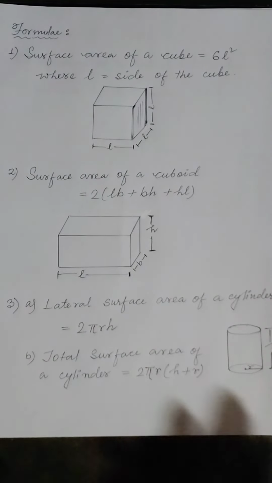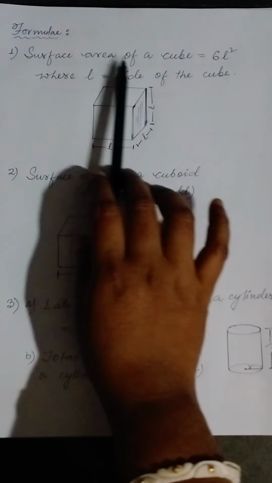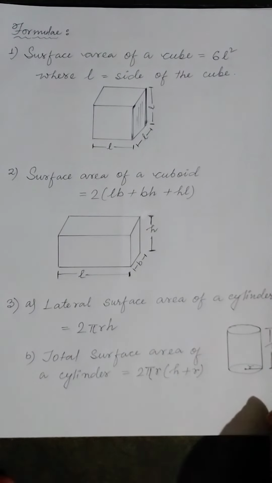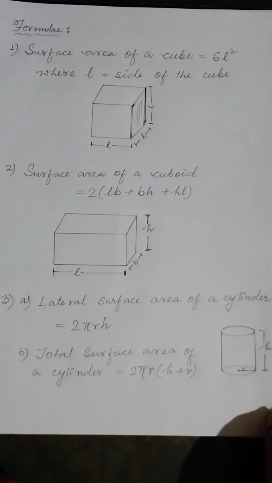Now this is the concept. Now you have to memorize the formula: surface area of a cube equals 6L square, where L equals the side of the cube. Write down properly, my dear students, in your copy. Write down very carefully. Pause the video and note it down. No problem.